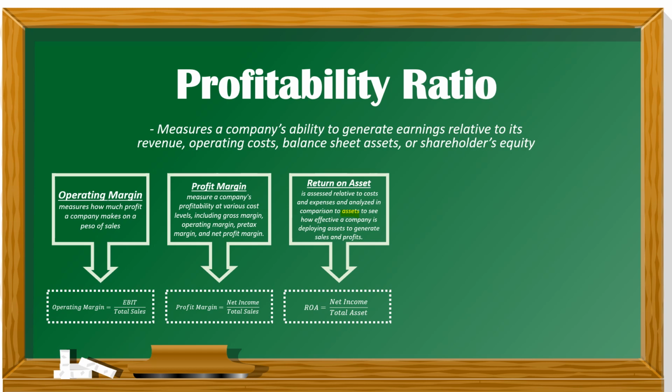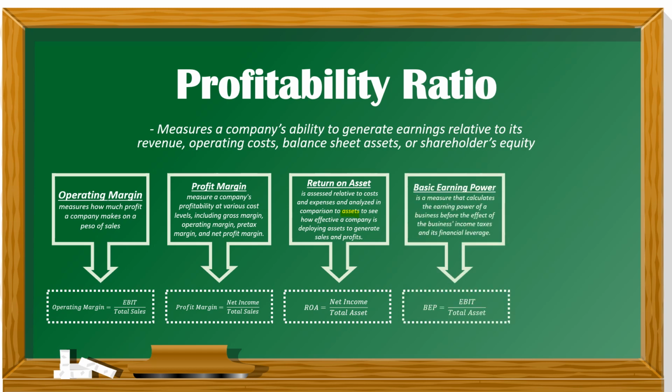Next, we have the basic earning power, or the BEP, which calculates the earning power of a business before the effect of income taxes and its financial leverage. Again, we are looking at the income before income taxes. The formula here is the EBIT, or the operating profit, divided by its total asset.